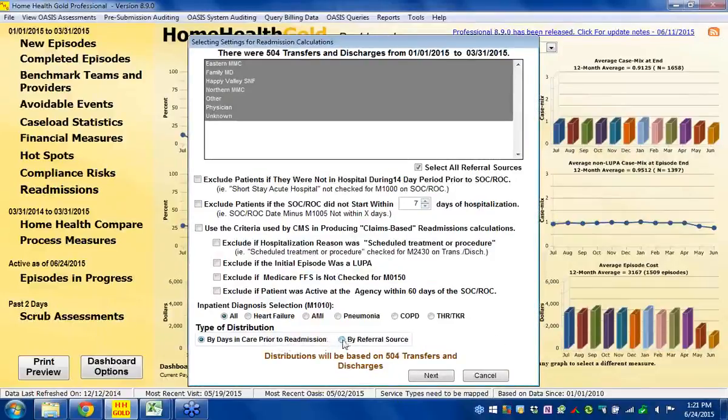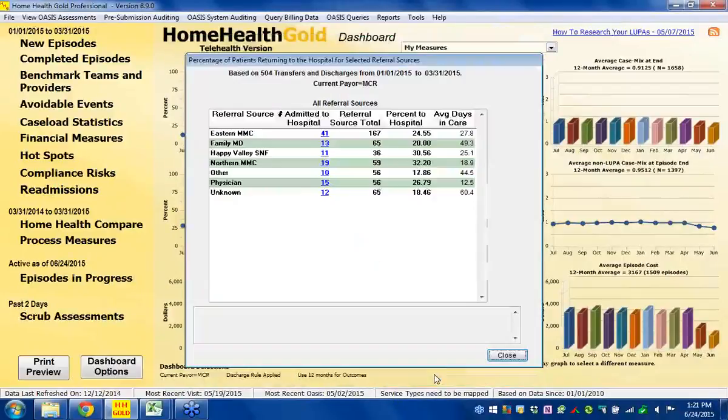The alternative way to look at the distribution is by referral source. So again, out of those 504 people who are transferred, we can think about them in regards to where they started from. So we had 167 out of those 504 that started from Eastern Montana Medical Center or Eastern Maui maybe. And out of those, 41 went back into the hospital. What percentage is that? How many days in care were they? And again, with the ability to drill down and see who those people are.